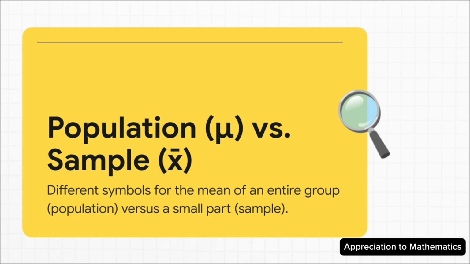Just a quick side note here. You might see different symbols for the mean, like the Greek letter mu or an X with a little bar over it. Don't worry about it. They're calculated the exact same way. It's just a way for statisticians to show if they're talking about the average for an entire group, a population, or just a small sample of that group.